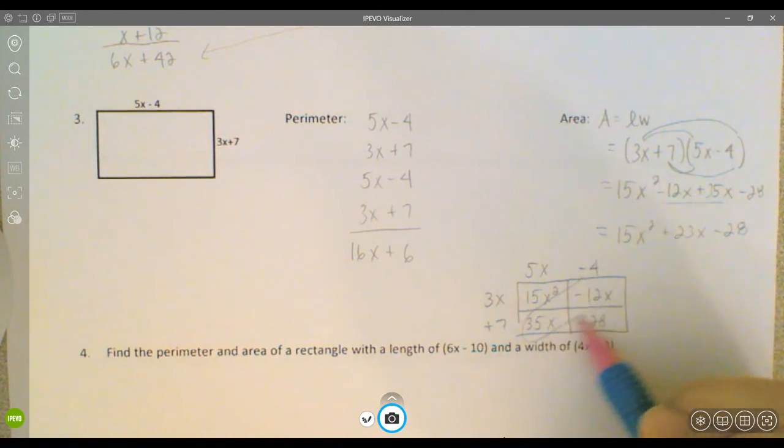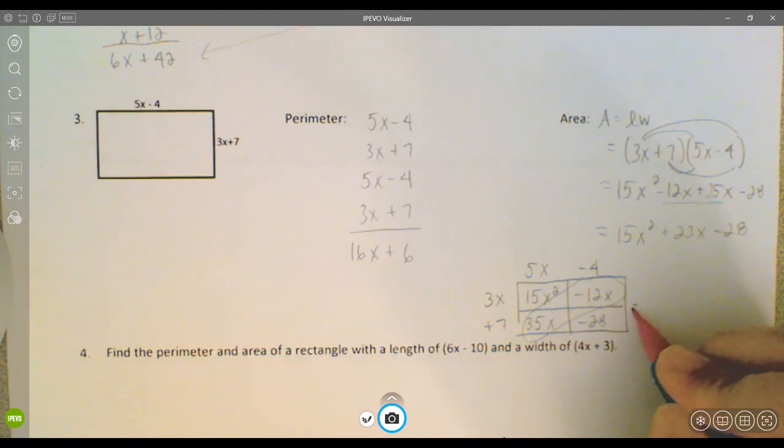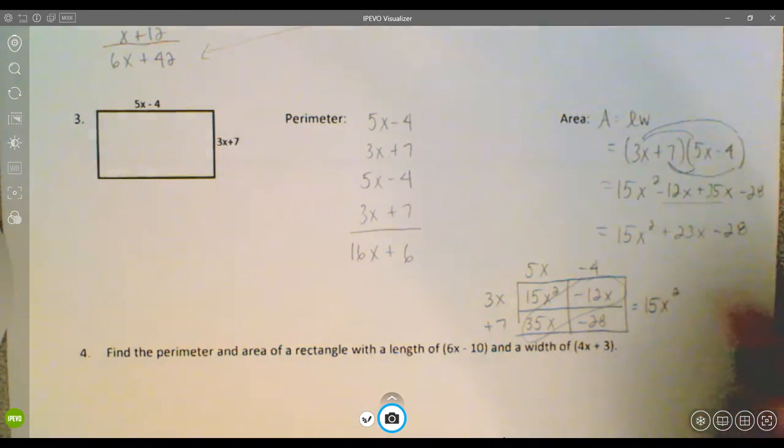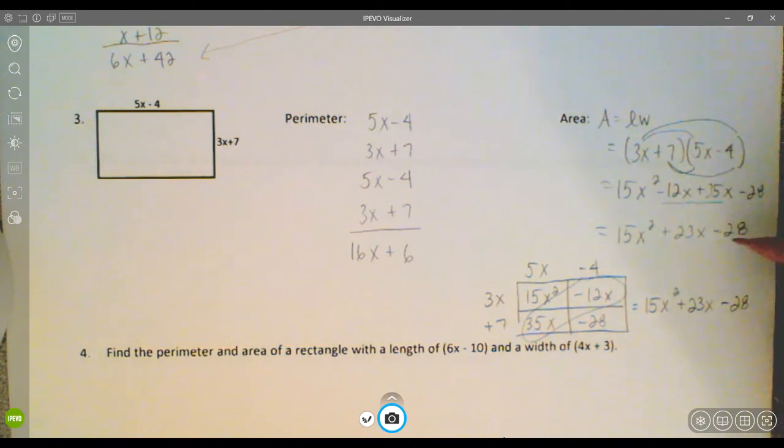If I have any like terms, they will be here. So my final answer is 15x squared, 35 minus 12 is a positive 23x, minus 28. And again, oh my gosh, same answer. So I'm good.